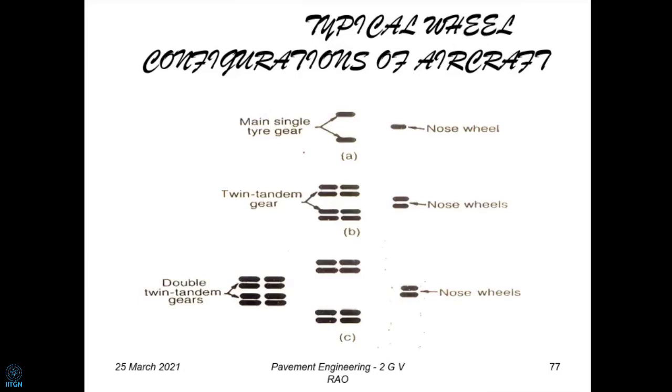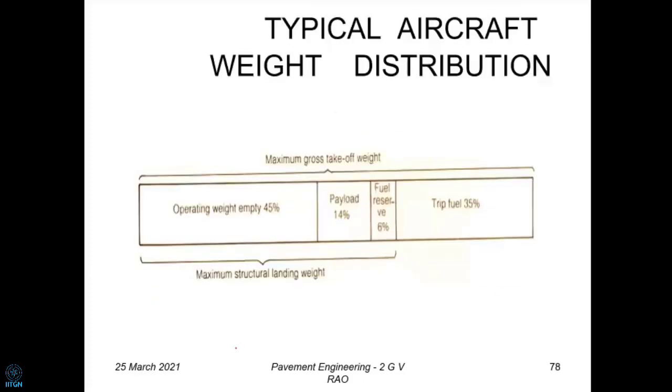Initially, the simplest aircraft is going to have a single tire gear, and the next one is going to be twin tandem. That means twin gear means on that side it is going to be 2+2, and then tandem means on both sides it is going to be more. So double dual tandem is going to be like this. This arrangement we have to see because we have to calculate the stress on the pavement.